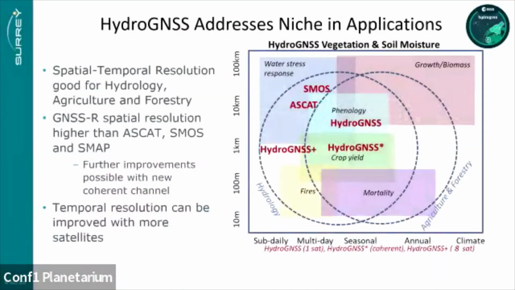So coming on to what HydroGNSS addresses, it addresses a niche in application. So this is a spatial temporal diagram. With one satellite, we can get about 10-kilometer resolution, but potentially with the coherent channel that we're promoting, then we can get down to higher resolution. And by adding more satellites, the HydroGNSS Plus, then you can get down to a higher temporal resolution. So you need to add more satellites, and you can see where it sits in the scheme and how it applies to hydrology.